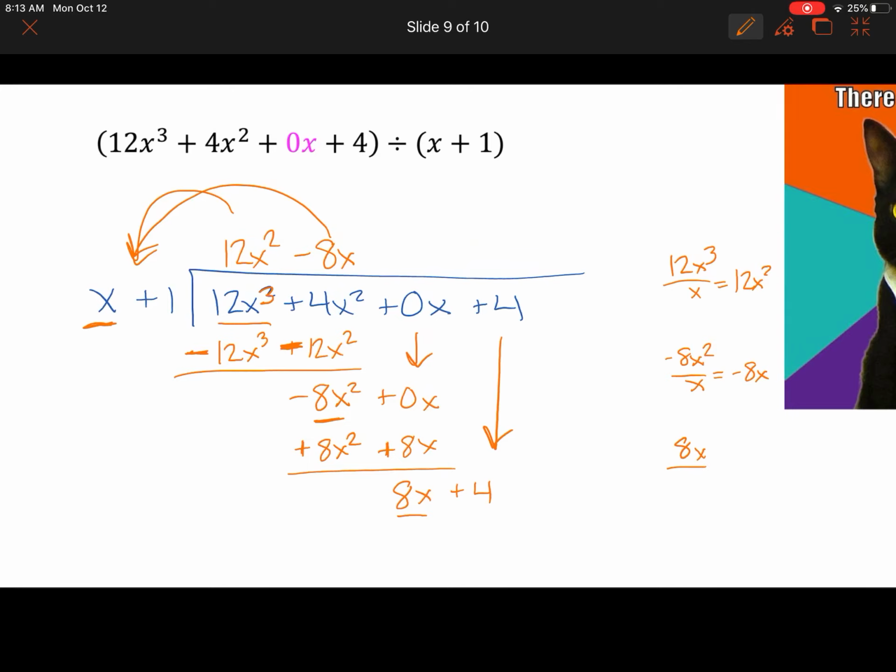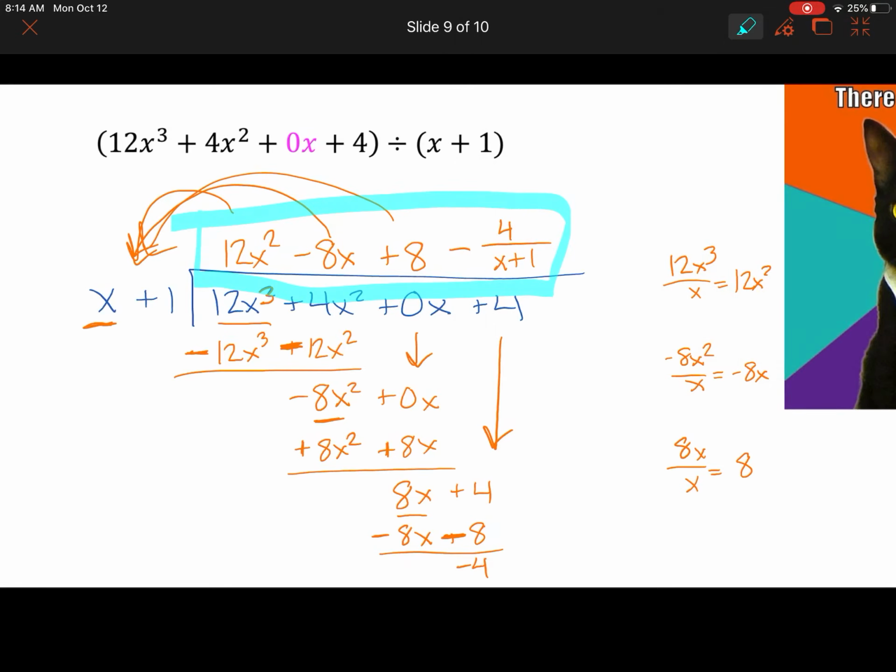First term on the inside divided by the first term on the outside. So 8x divided by x. The x is canceled, so we are just left with 8. Then we multiply 8 times x, 8 times 1, distribute that minus sign. So then we end up with negative 4 as our remainder. So remember with remainders, this time it's a negative. So I put minus 4 over, our divisor is x plus 1. So there we go. There is our final answer sitting there on top.